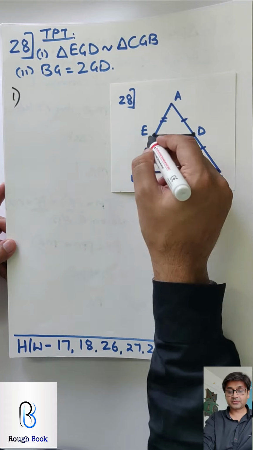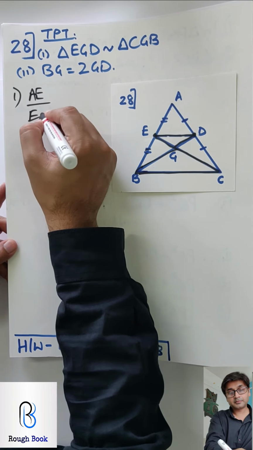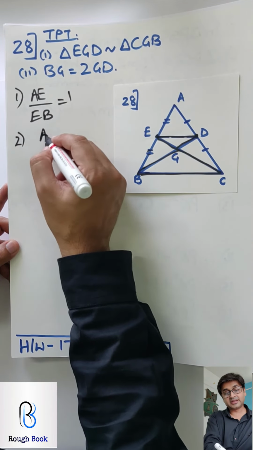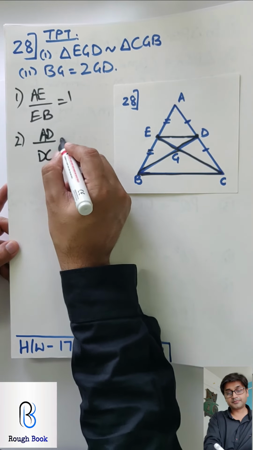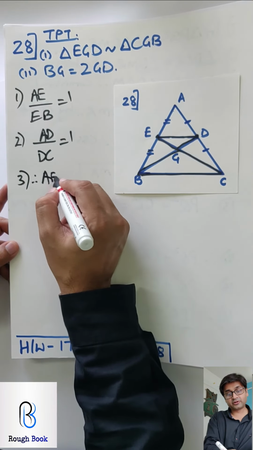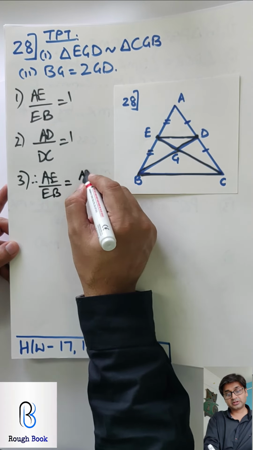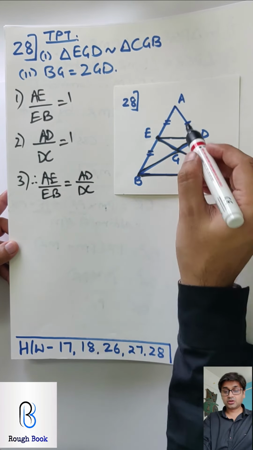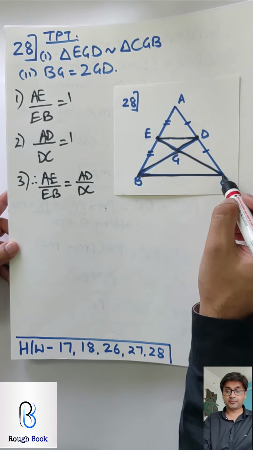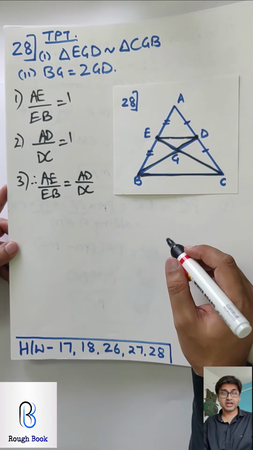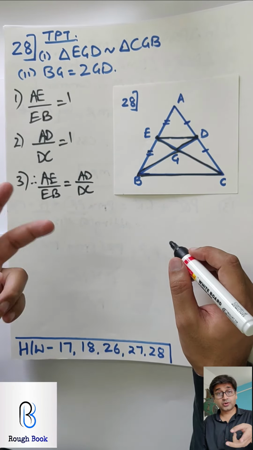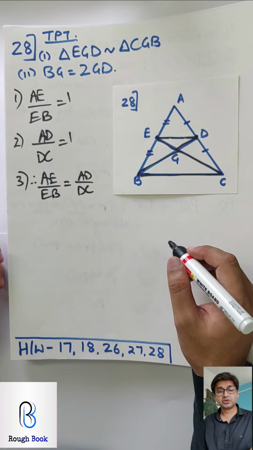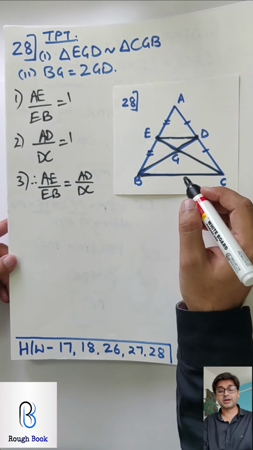So I will start by saying AE upon EB is equal to 1 because AE is equal to EB. Then I can say AD upon DC is also equal to 1. So therefore AE upon EB equals AD upon DC. Are you getting this? Yeah. So with this you got AE upon EB equals AD upon DC. So there is a property called as BPT and converse of BPT, which we are going to do in the next exercise. I am trying to use that right now only. Okay, let's not use that. We'll do it in the next exercise only. Don't worry. So we'll go by the traditional method.